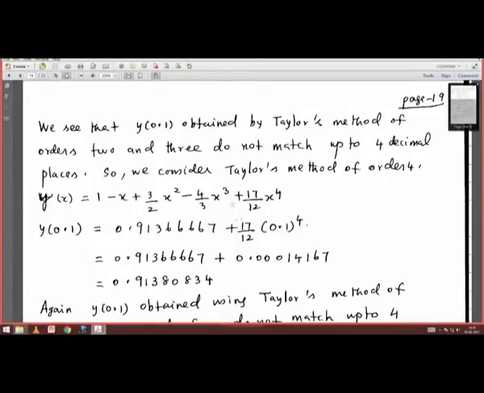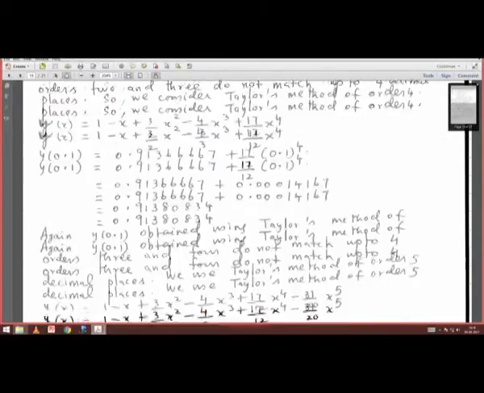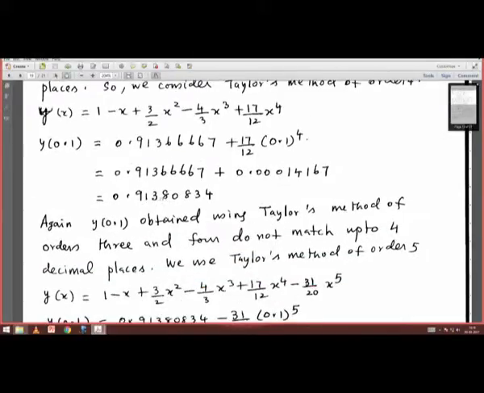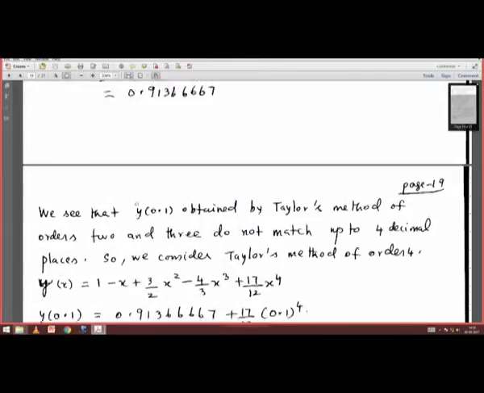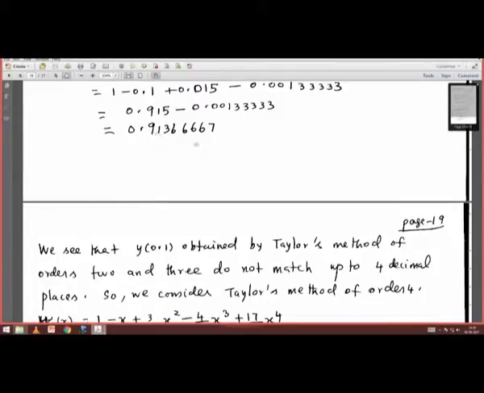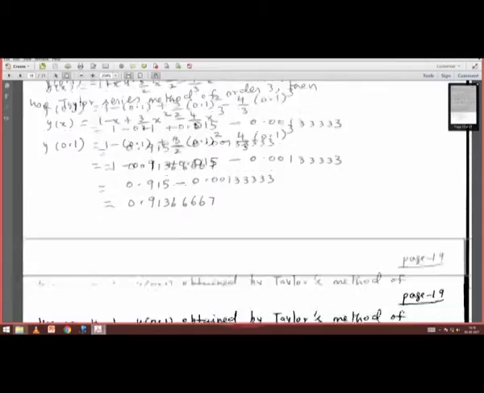Already I have computed the solution by taking into account up to 3rd order terms. So, I know the value. I simply have to add the 4th term and evaluate it at x is equal to 0.1. When I do that, I see that it is 0.91380834. When I round it off to 4 decimal places, this gives me 0.9138, that is from the 4th order method. Whereas, by a 3rd order method, I obtained this solution, which when rounded off to 4 decimal places will be 0.9137. So, they do not match at the 4th decimal place.